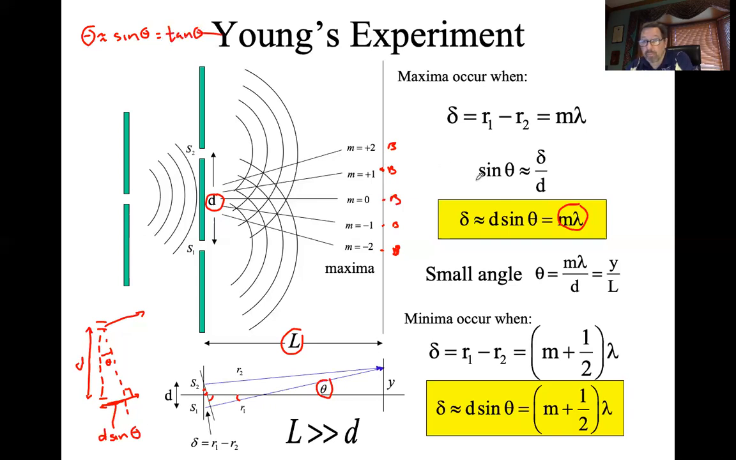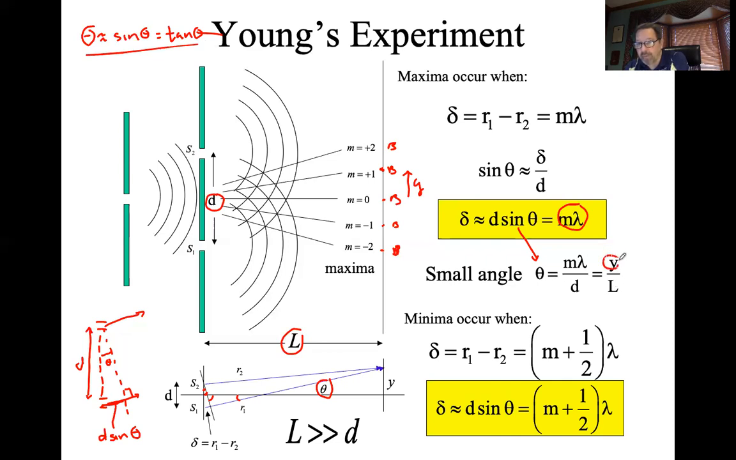So you can replace sine of theta here with just theta if the angle is sufficiently small, like these seem to be. I just brought d to the other side of the equation, and so the angle is just m lambda over d. And then if you're ever trying to find out what this distance y is from the central maximum, theta would also be y over L. It's actually tangent of theta, but if we're saying these are all equal, then theta is equal to y over L.